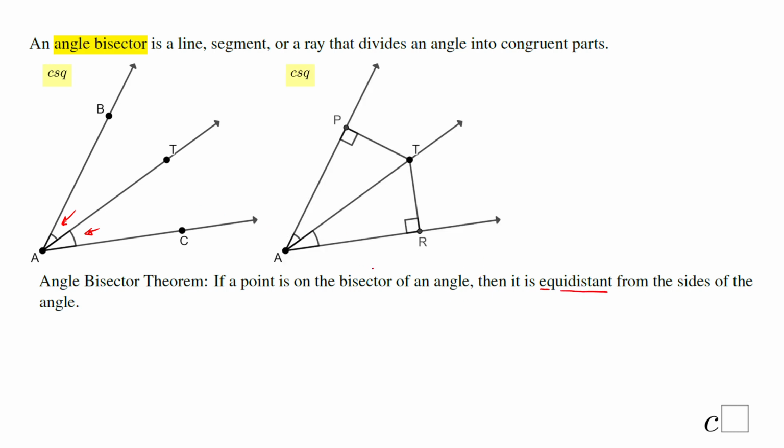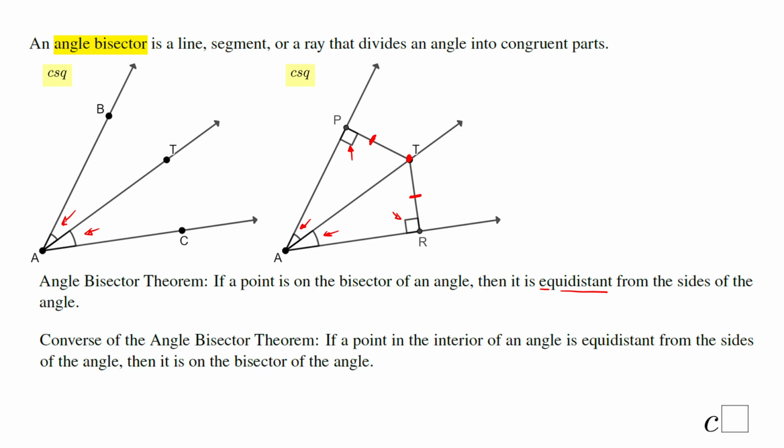Look here. We have an angle bisector. We notice these two congruent angles, so that means TA is an angle bisector. This point T, which is on the angle bisector, is equidistant, the same distance, from these sides of the angle. That's the reason I marked them with the same mark. And you notice these angles are right angles because they show us the distance between the point T and the sides of the angle.